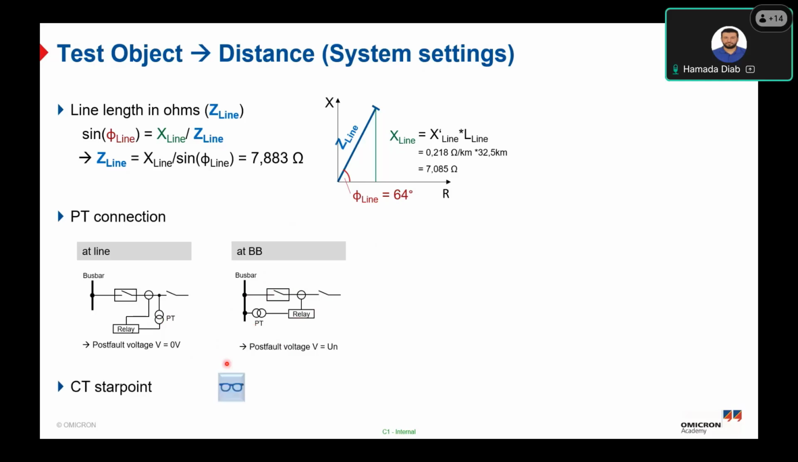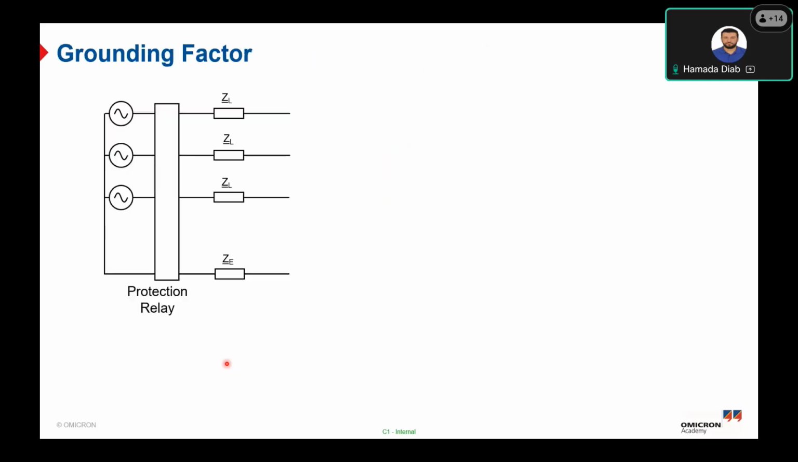Okay, we have also another parameter called the CT star point, which we explained in the instrument transformer slides. So we have a CT star point, which is the grounding of the CT star point. Is it towards the object or towards the bus bar, which is a very integral part to define the forward and the reverse faults. We have also another factor here, which is called the grounding factor.